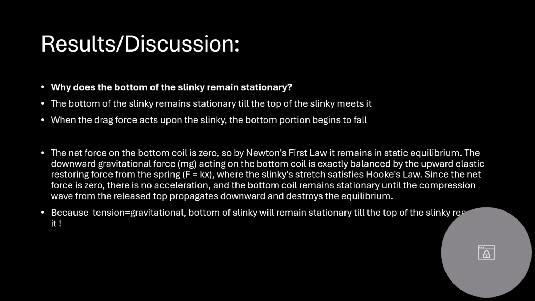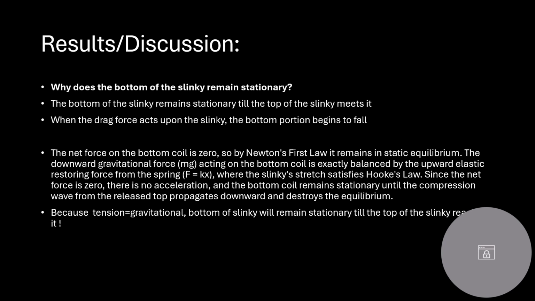For my results and discussion, we answer the question: why does the bottom of the slinky remain stationary? The bottom of the slinky remains stationary till the top of the slinky meets it. When the drag force acts upon the slinky, the bottom portion begins to fall. The net force on the bottom coil is 0, so by Newton's first law, it remains in static equilibrium. The downward gravitational force mg acting on the bottom coil is exactly balanced by the upward elastic restoring force, the spring force. For the slinky, stretch satisfies Hooke's law.